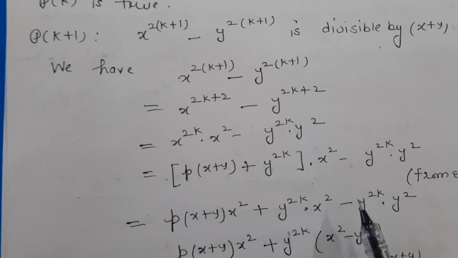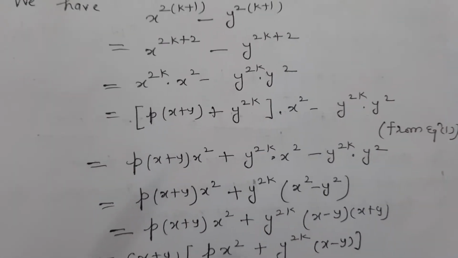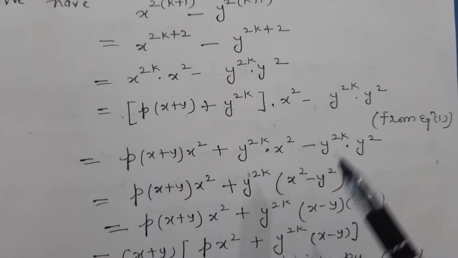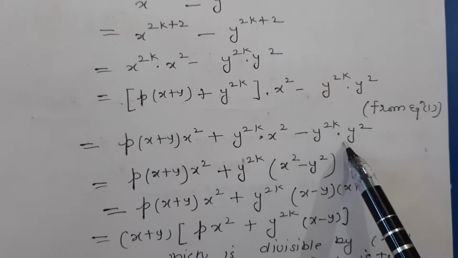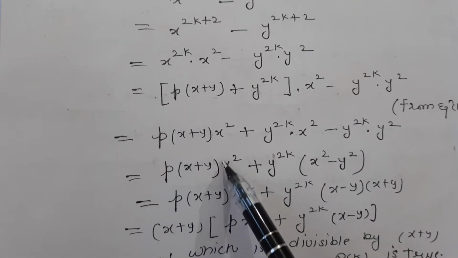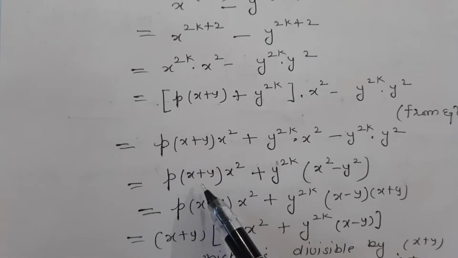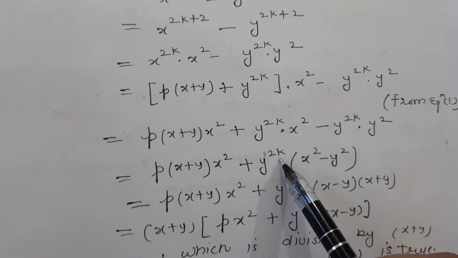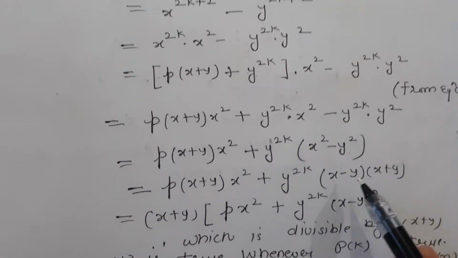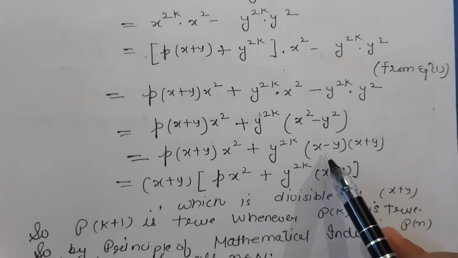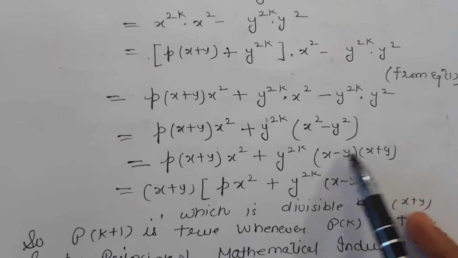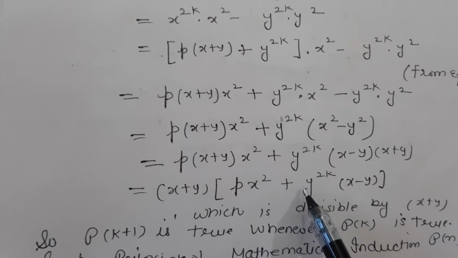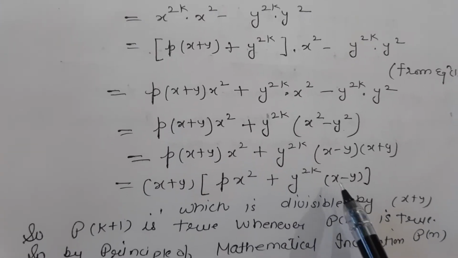Again multiply this bracket with x square. You'll have p x plus y into x square plus y raised to the power 2k into x square minus y raised to the power 2k into y square. Now in the end you have to take x plus y common. So leave this factor as it is. Right? Now from these two terms, you can take y raised to the power 2k common. You'll have x square minus y square, which further can be factorized as x minus y into x plus y. Again from these two terms, you can take x plus y common. You'll have p times x square plus y raised to the power 2k into x minus y.